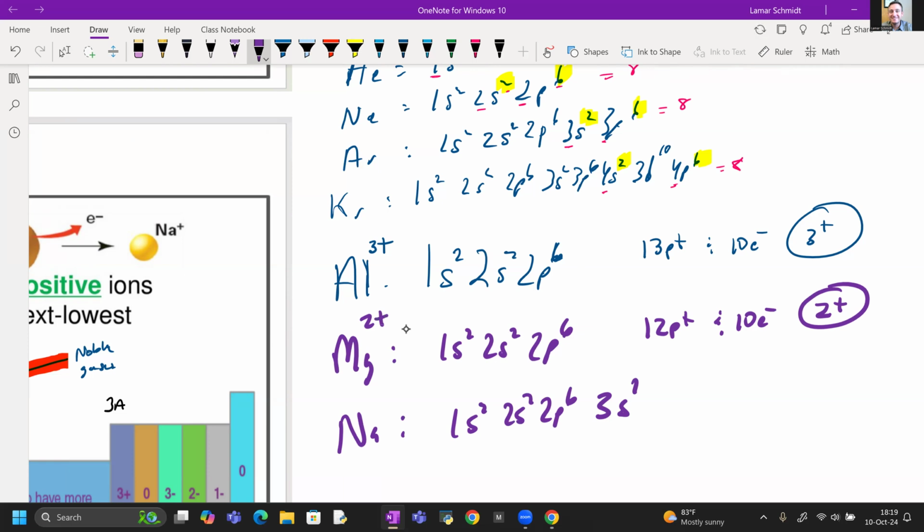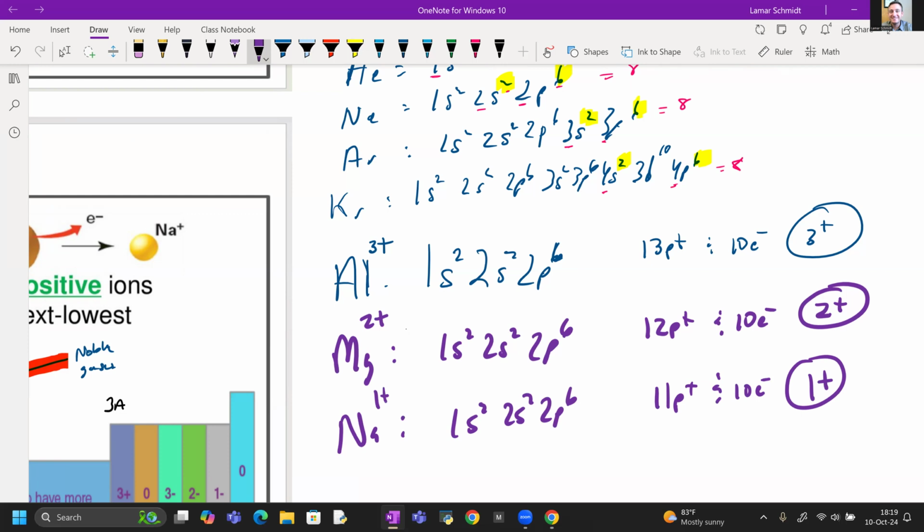So now we go to sodium, and we kind of worked with sodium already, so I'm going to go through this fairly quickly. But sodium is a metal, it has 1 valence electron, it loses its 1 valence electron, and so now we see that it has 11 protons and 10 electrons and has a charge of 1 plus. So we see that. So now we have our charges.